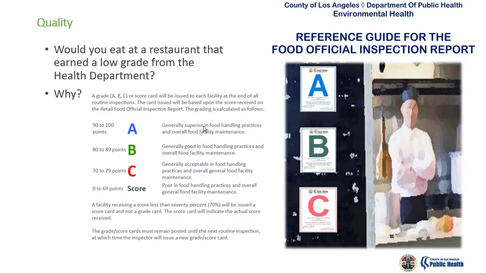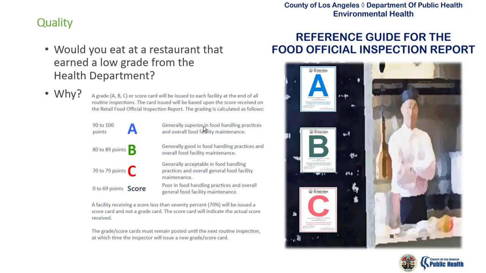But would you eat at a restaurant that earned a low grade from the health department? So you know how this works. Here in California, this is taken from the County of LA Public Health website. And you're very familiar with the letter grades, right? A, B, C. By the way, is there a D? Is there an F? Well, interestingly enough, there's no letters when you go below C.